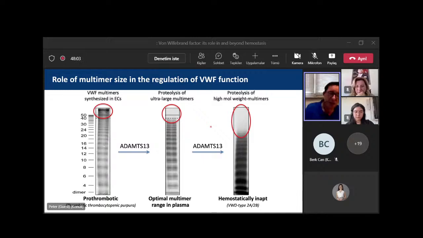So regulating VWF multimer size is very important. It should not be too large and it should not be too short. You should just have the appropriate range of multimers that we normally find in plasma.